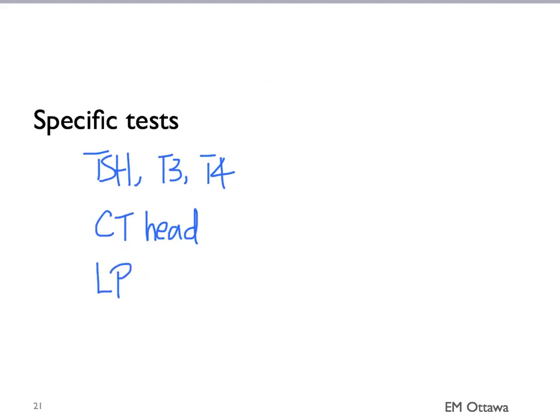If a specific toxin or cause is suspected, there are also specific tests. TSH, T3, and T4 for thyrotoxicosis, CT head if an intracranial lesion is suspected, and a lumbar puncture if we're suspicious of a CNS infection. In terms of disposition, it all depends on what the patient's cause for their agitation is. If it was a medical cause, they need to be treated, usually in an in-hospital setting. If this is from an exacerbation of a psychiatric illness, they need to be referred to the psychiatric team.